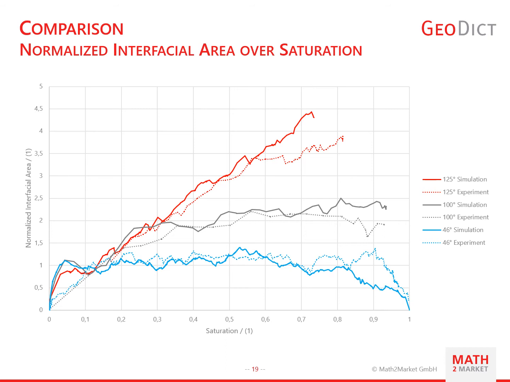The wetting case is almost a horizontal line. This is clear because the interface in the experiment and in the simulation is a deformed but almost straight vertical line. For the neutral and the non-wetting case, the interfacial area grows in a linear way and the slope is equal for the experiment and the simulation.